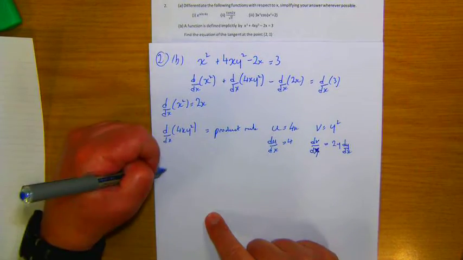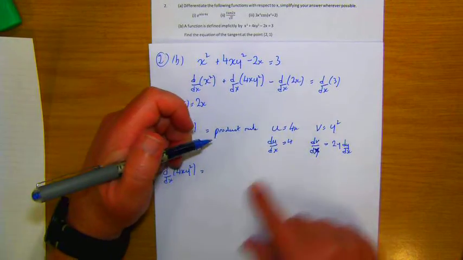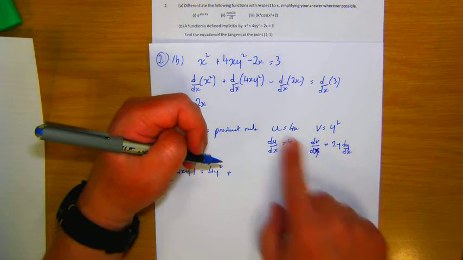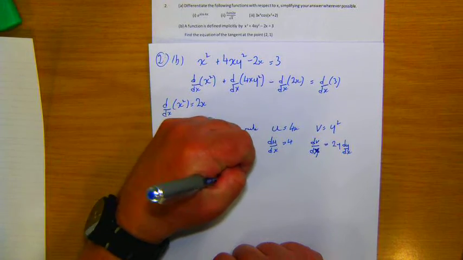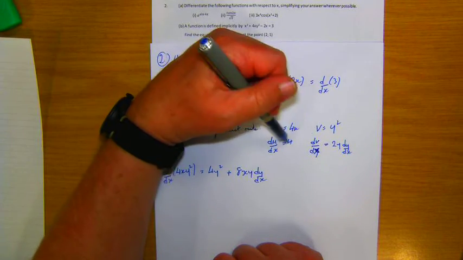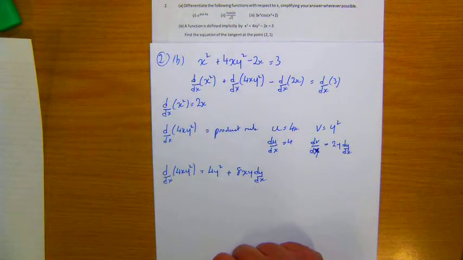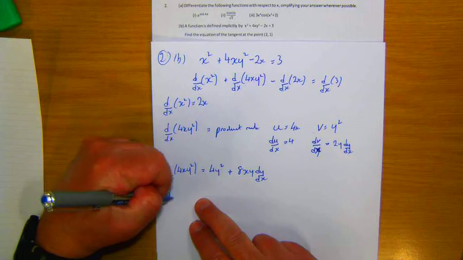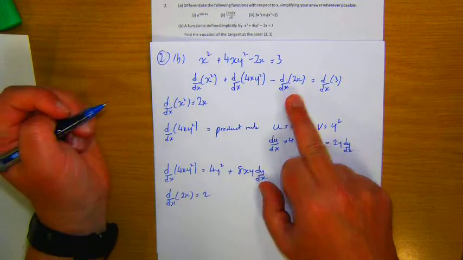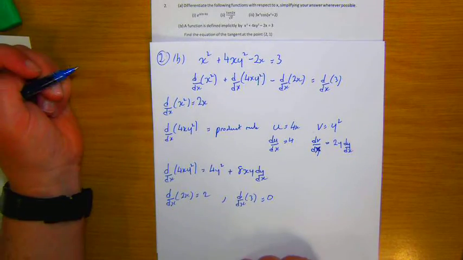Then I rebuild it. So it's v du dx, which is that times that, for y squared, plus u dv dx, which is that times that, which is going to be 8xy dy dx. So v du dx is 4y squared, u dv dx is 4x times that, which is going to be 8xy dy dx. When I differentiate the 2x, I just get 2, and when I differentiate the constant, I get 0.